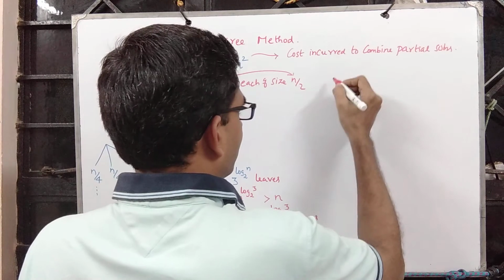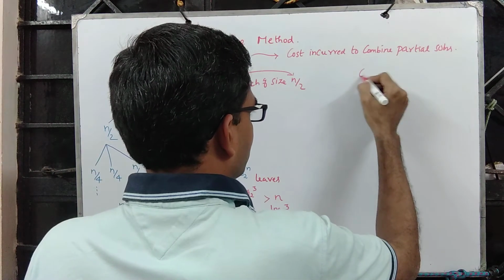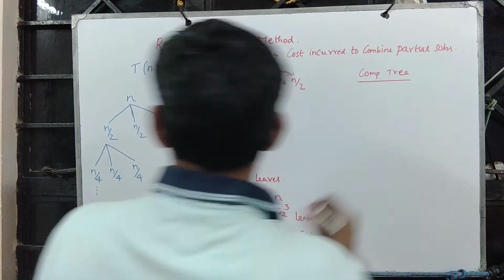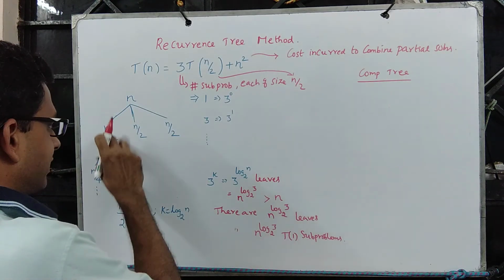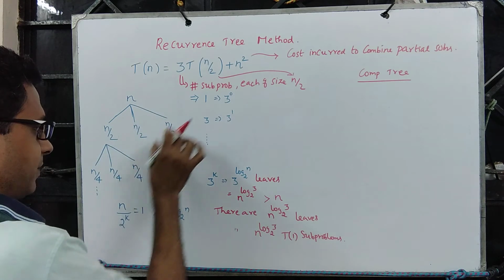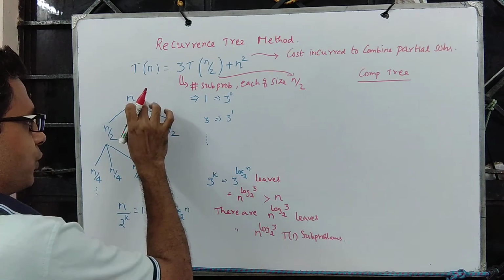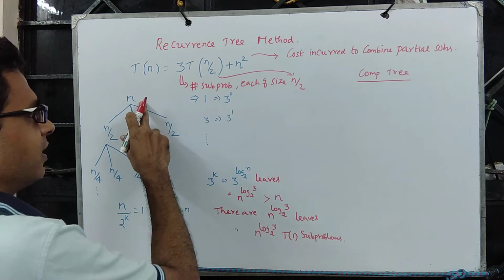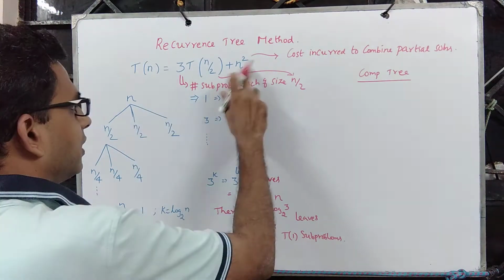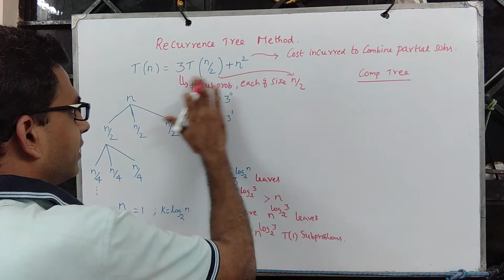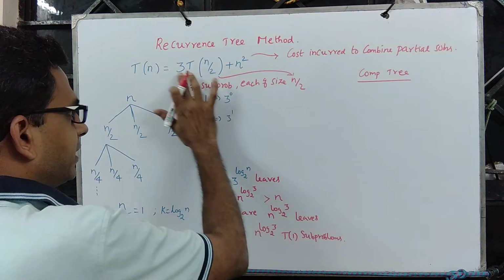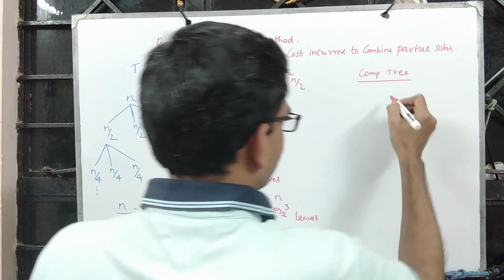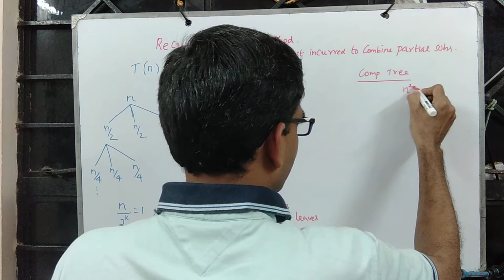Now let's look at the cost. So, the computation tree. To combine partial solutions from this subtree, this subtree, and this subtree to get the solution for this node, of input size n, the cost is n square. So the cost of combining partial solutions from 3 subproblems, each of size n by 2, is n square, which means at the root node we incur n square.